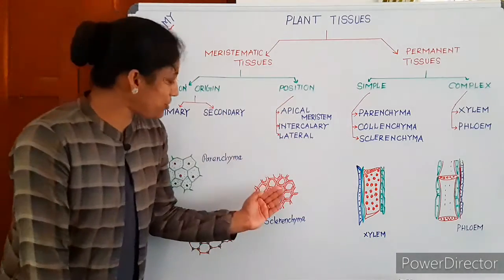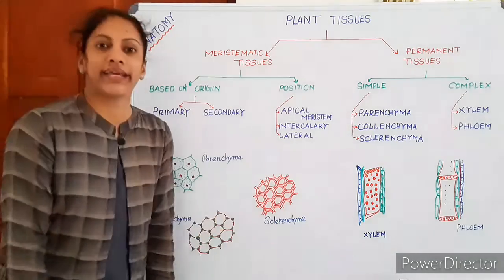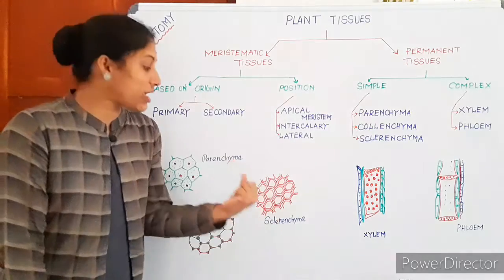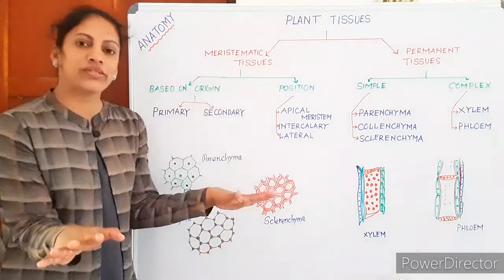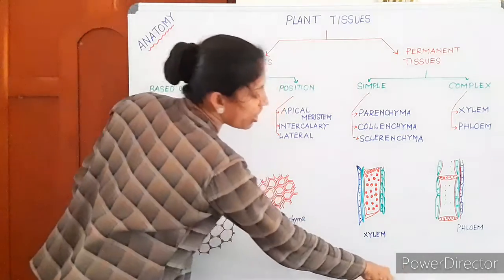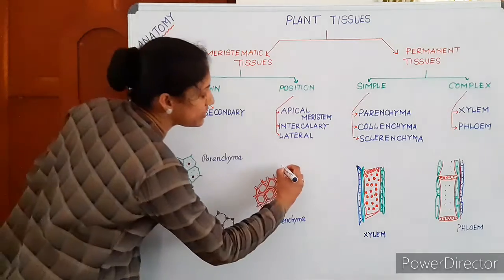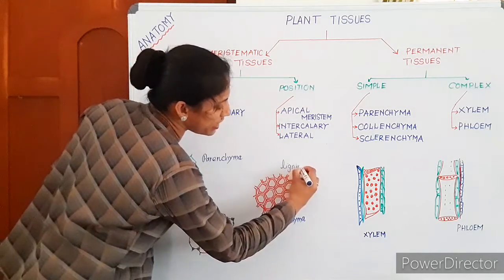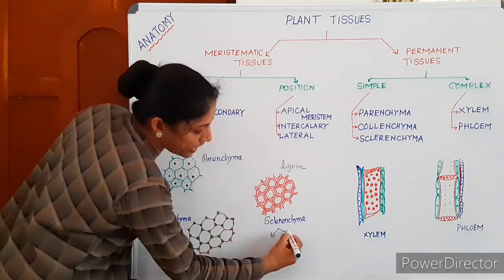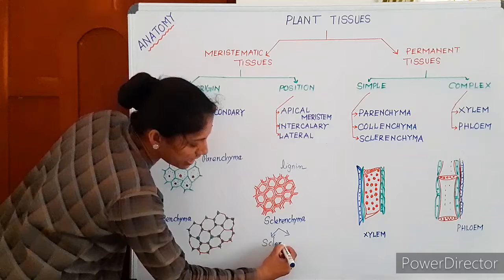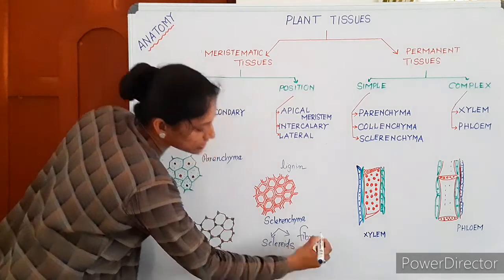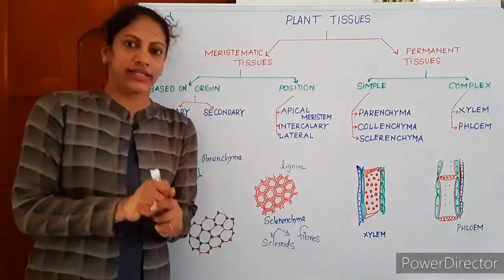Then come to the next one, sclerenchyma. Sclerenchyma tissue is made up of thick-walled cells. All over, the walls are thick, and this thickness is due to the deposit of lignin. That's why it is highly thick. Lignin deposit is there in sclerenchyma. There are mainly two types of sclerenchyma seen in plants, sclereids and fibers, which we are going to study in detail later.